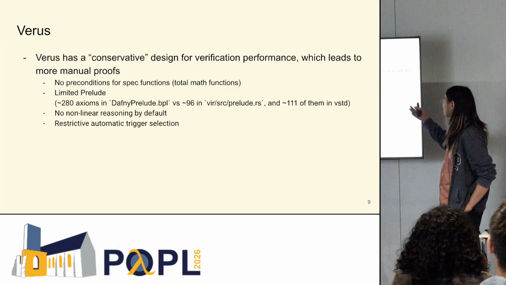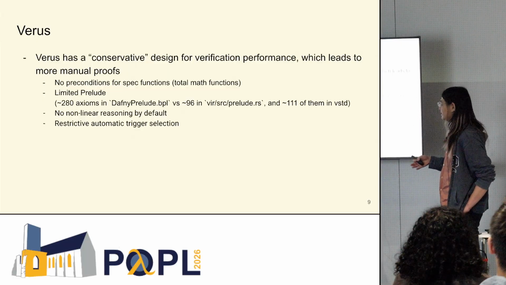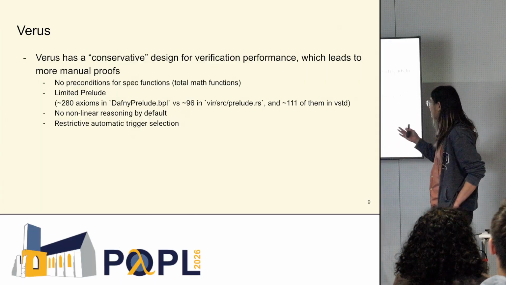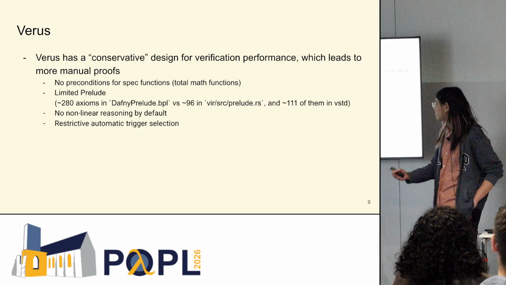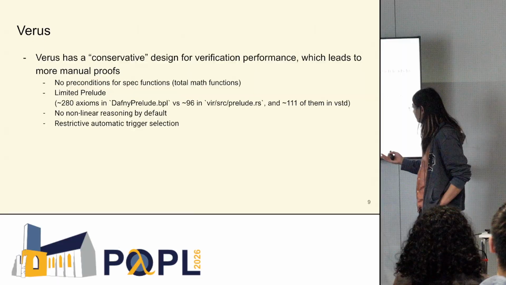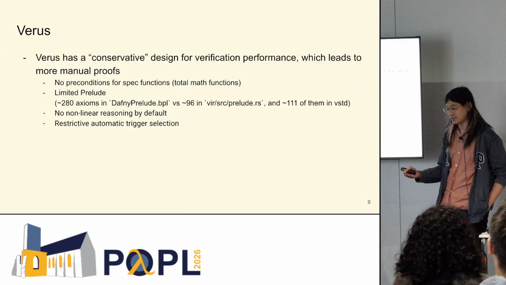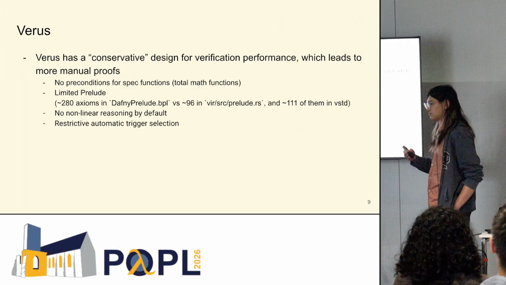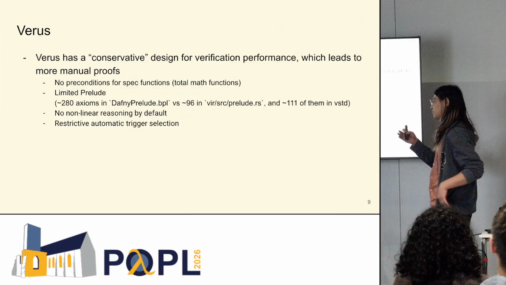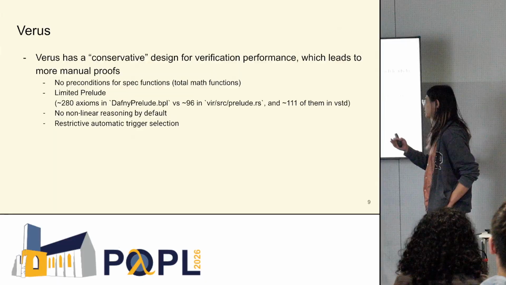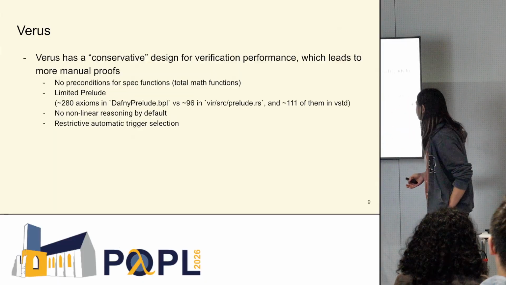Verus has this conservative design for verification performance, which normally leads to more manual proofs. There are no preconditions for spec functions because you want to encode them as total math functions. This is a choice also made in Boogie. There's a limited prelude. In Dafny, there are actually more axioms than you need. There are some axioms that you can just prove directly with a smaller set of axioms. So in Verus, there's a smaller set of axioms, and we prove a bunch of the axioms and lemmas.